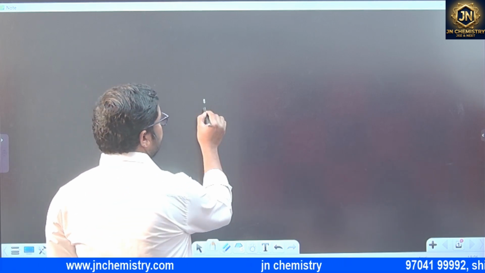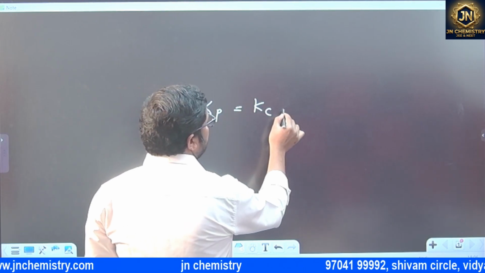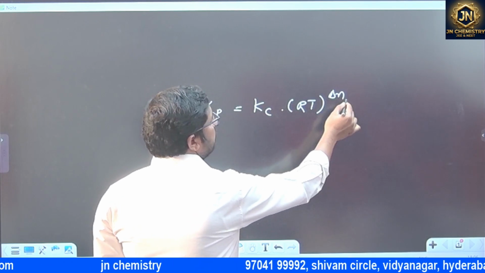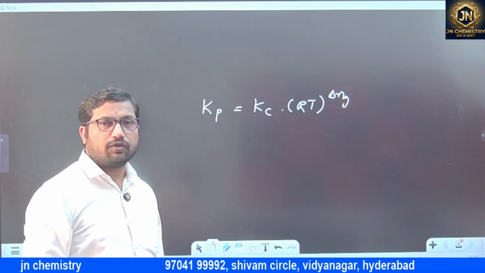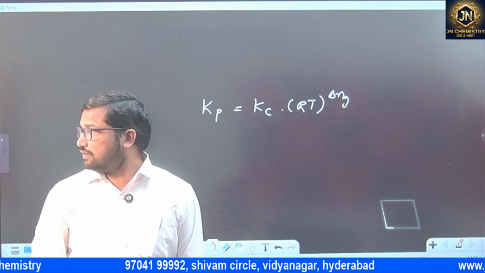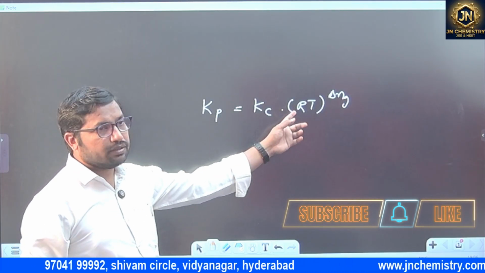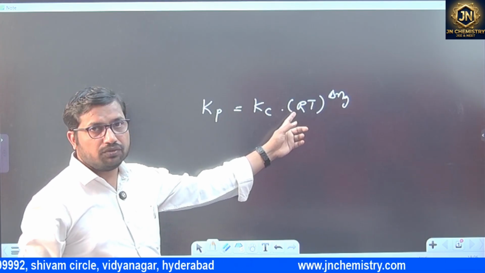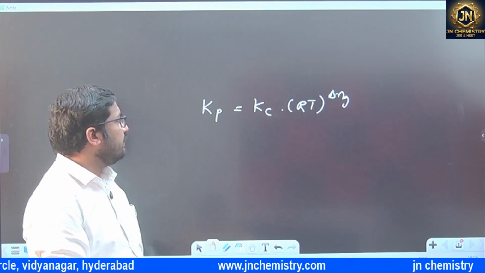What is the relationship? Kp is equal to Kc into RT power delta n. Delta n g means what? Number of stoichiometric coefficients of gaseous products minus number of stoichiometric coefficients of gaseous reactants. R means universal gas constant. We have to take 0.08, temperature 293 Kelvin.